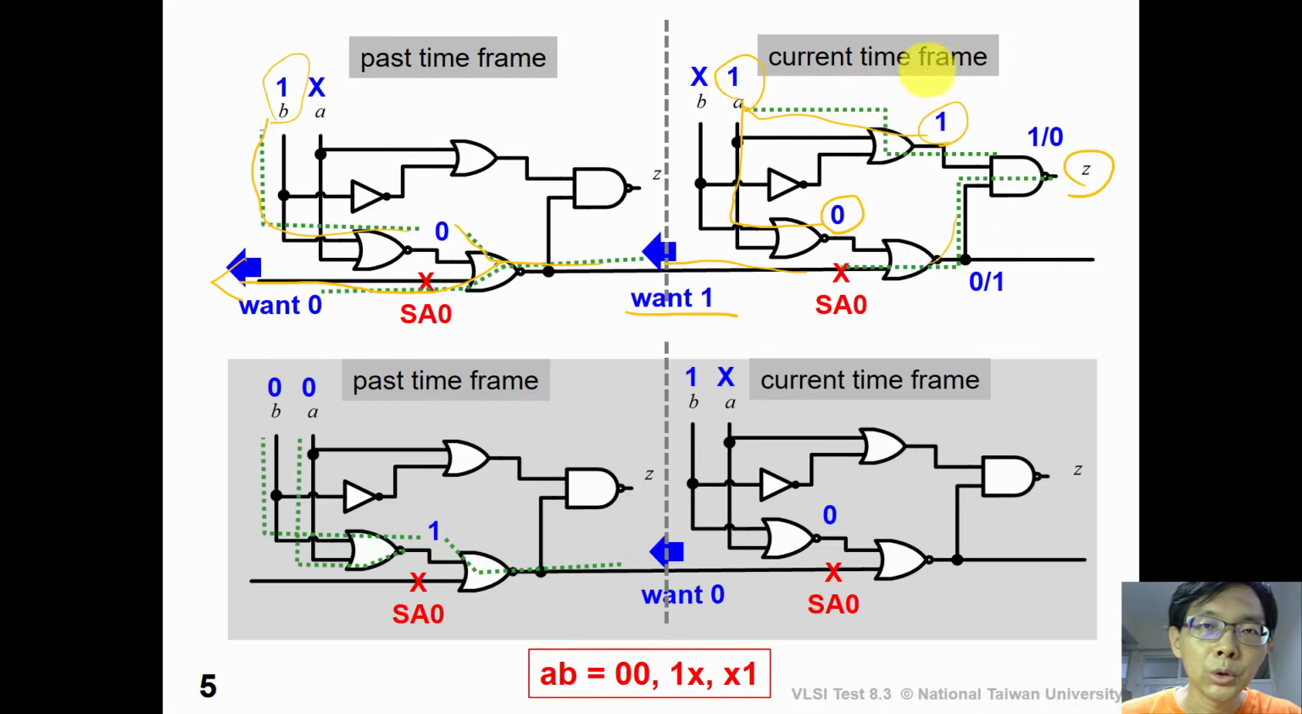Now we can remove the current time frame and move the past time frame to the current time frame, and we add 1 more time frame to the left. Now we can continue our backtrace. To justify a 0 here, we can backtrace to A and B, which are both equal to 0. Now we generate a test where AB is equal to 0 0, 1 x, and x 1. This test is successfully generated.